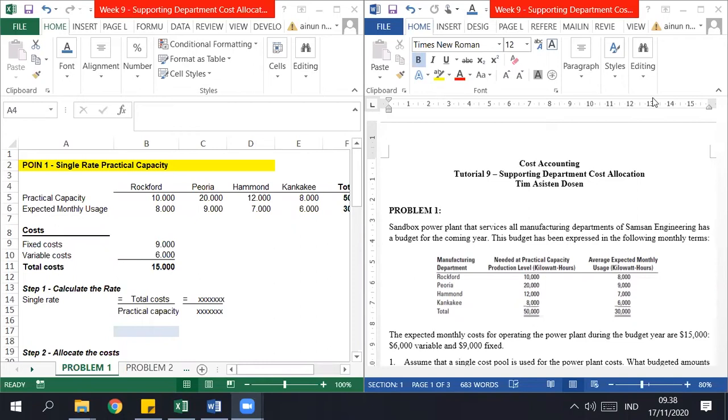Today we will discuss supporting department cost allocation. So without further ado, let's discuss the problems.